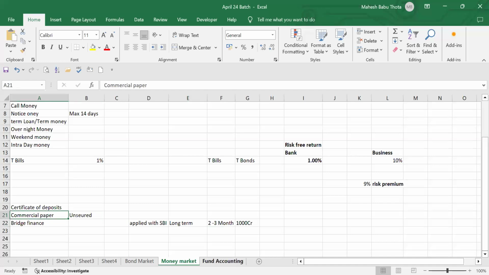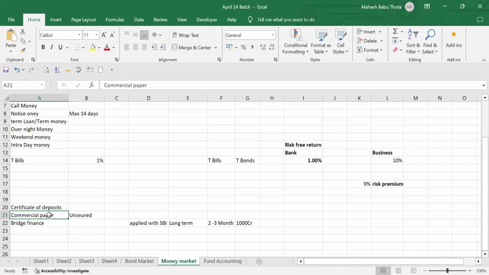I'll issue these commercial papers, and the interest rate will also be there. Once I issue the commercial papers, I'll get my required capital. With that capital, I can start my activities, do the business, start production, and do the project. Once I get the 1,000 crores, I can pay back these commercial papers.